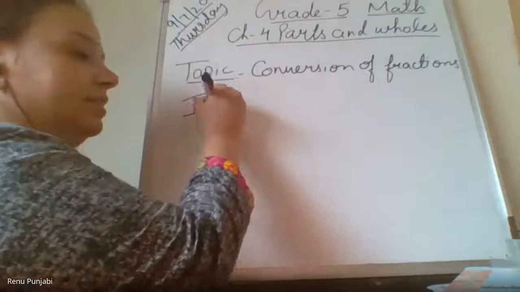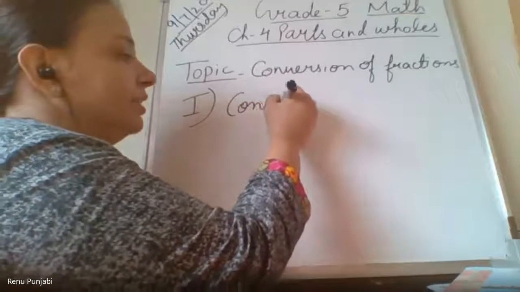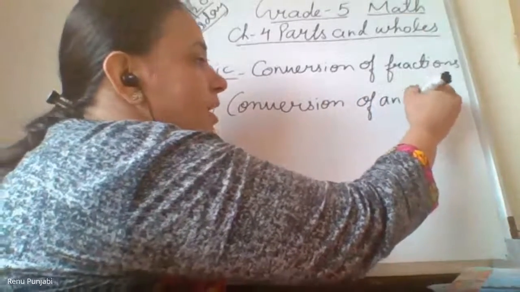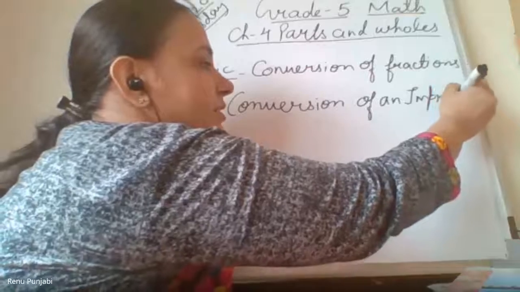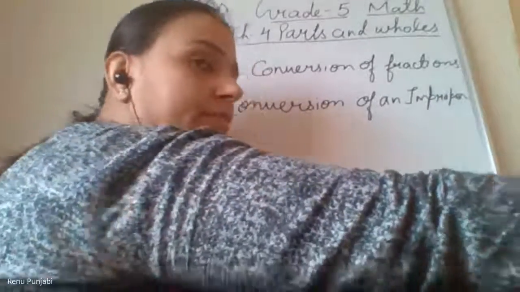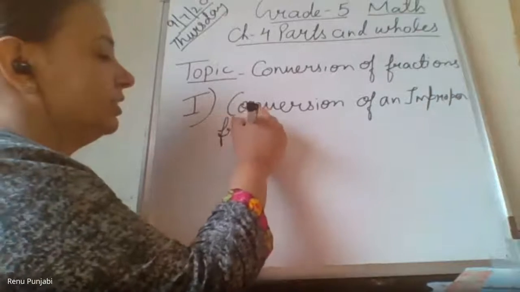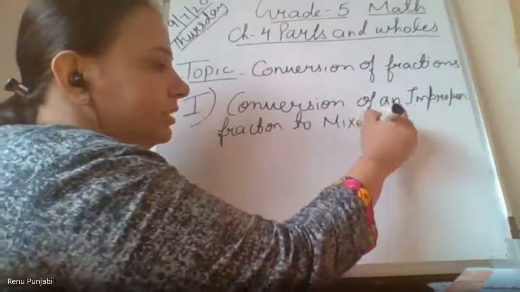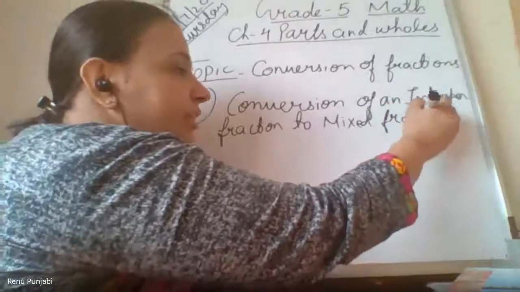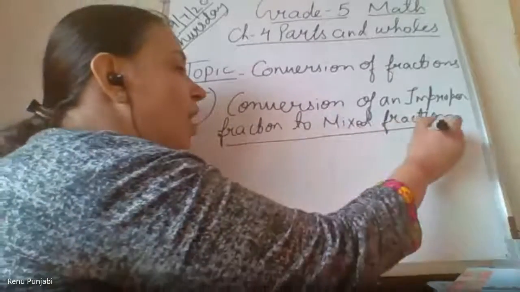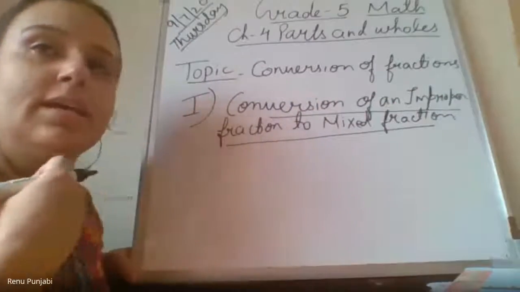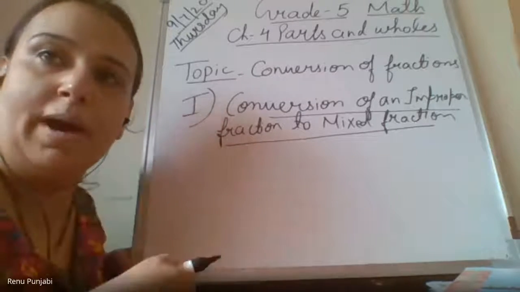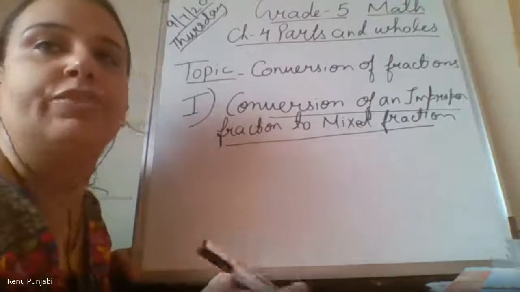First is conversion of an improper fraction to mixed fraction. Why are we converting the improper fraction to a mixed fraction? Because we want to know how many wholes there are in this. Through an improper fraction, we come to know how much is the whole part and how much is the fraction part of an object, of a thing.